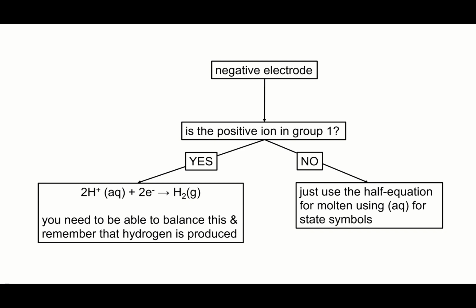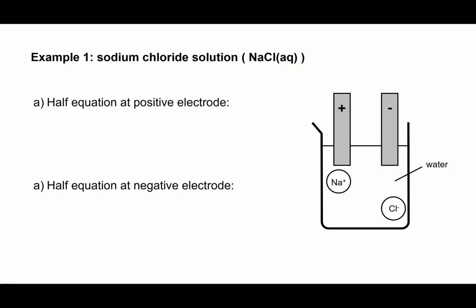Let's now have a look at some examples. There are 3 common examples that come up in the exam, and we're going to go through all 3 of them, looking at the positive electrode and the negative electrode in each case. Let's have a look at sodium chloride solution. So we've got sodium ions and chloride ions dissolved in water. As expected, sodium, being a metal, forms a positive ion. Chlorine, being a non-metal, forms a negative ion.